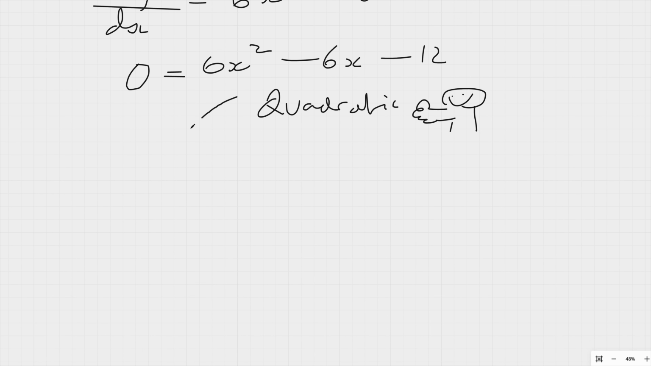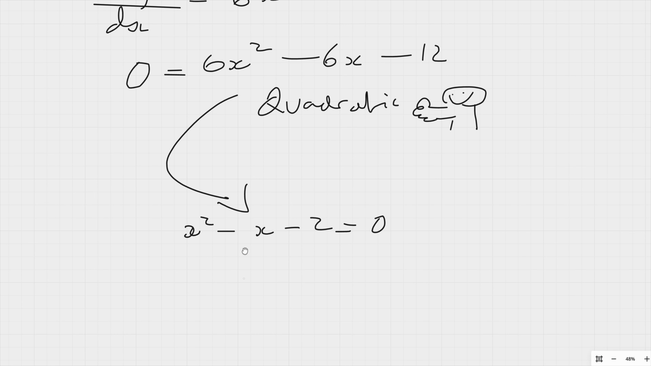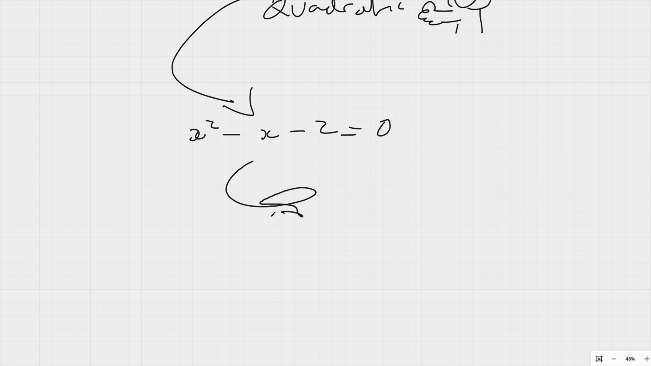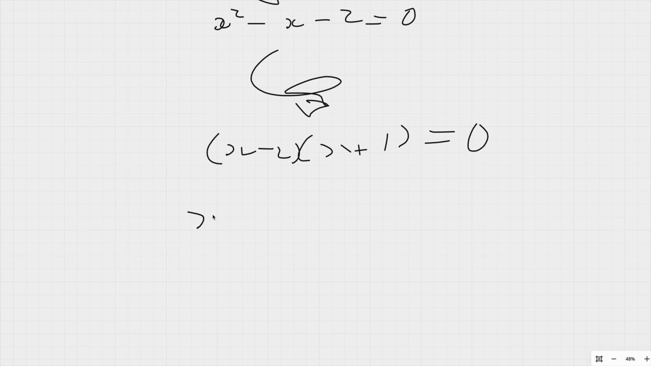Now all we need to do is solve this quadratic. Before we even solve it, we can factor out a 6, which will give us x squared minus x minus 2 equals 0, which makes it very easy to solve, giving us x minus 2, x plus 1 equals 0. This means that our x is either equal to 2 or x equals minus 1.